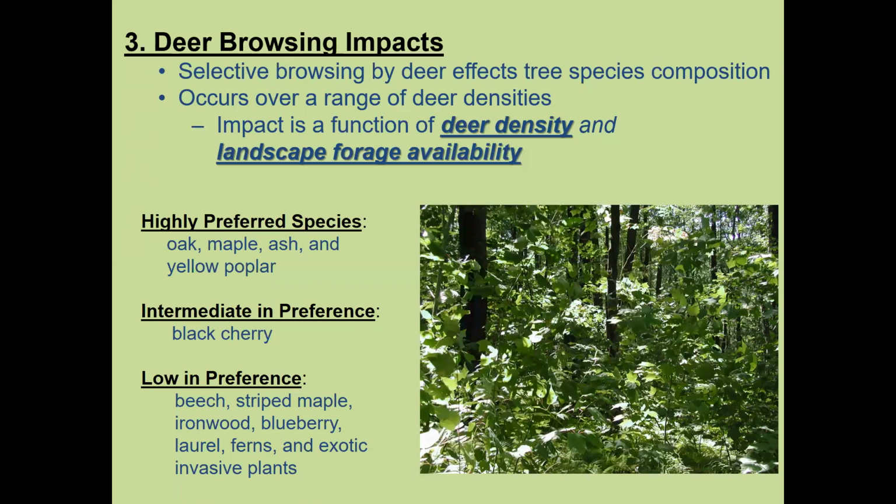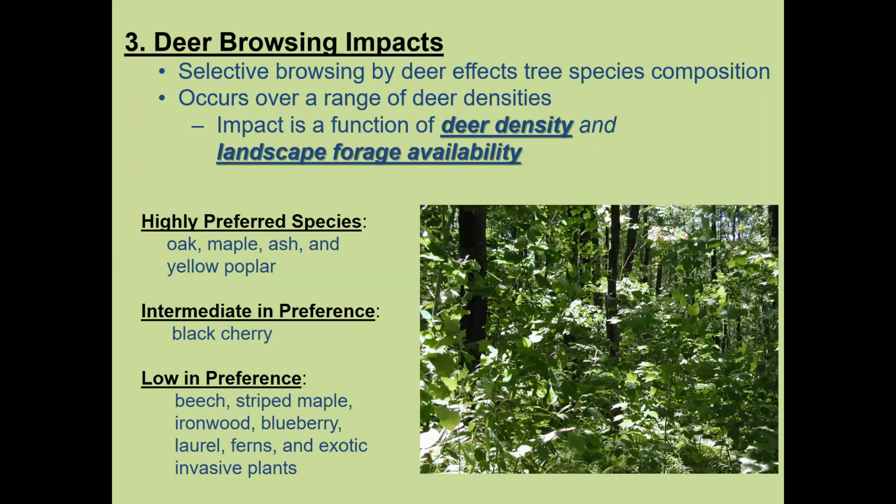Intermediate in preference are things like black cherry. Then if you look at that low in preference list, it almost matches perfectly with the slides I showed you at the very beginning. Beech, striped maple, ironwood, blueberry, laurel, ferns, invasive plants. So that's the biggie that we're dealing with across most of our areas.